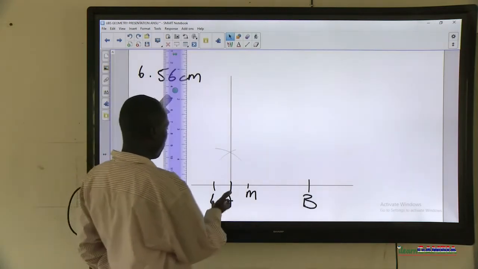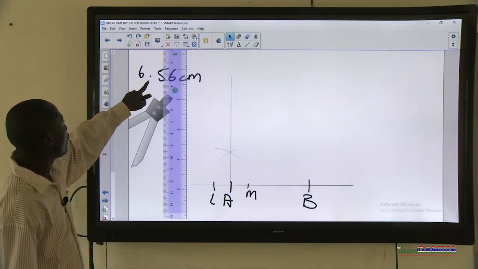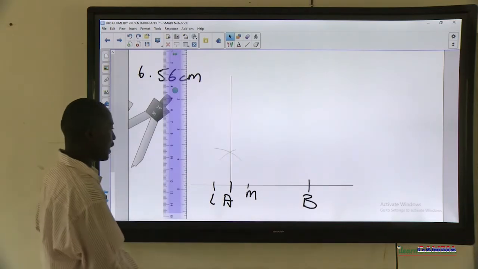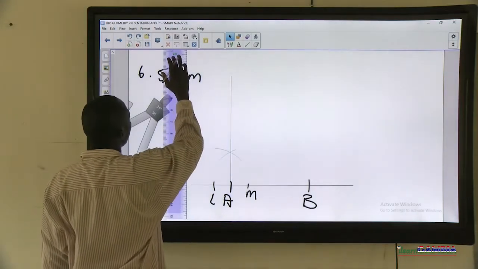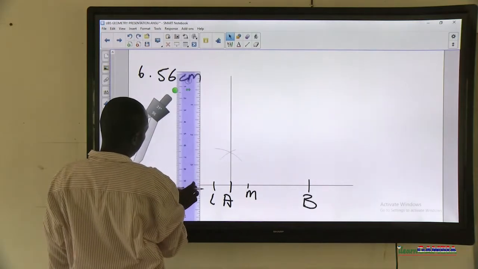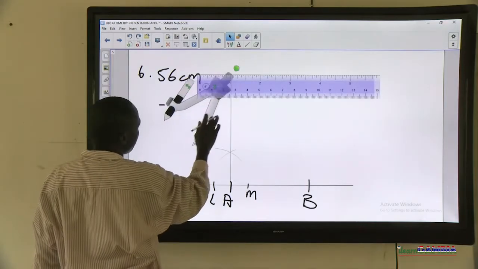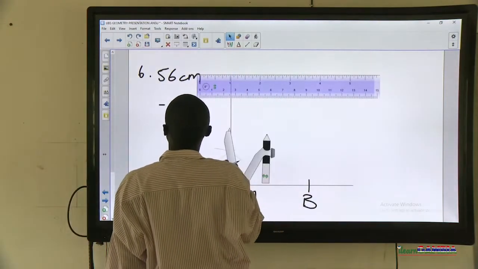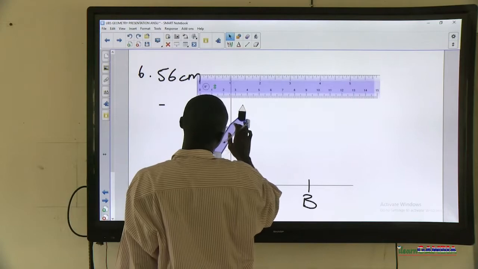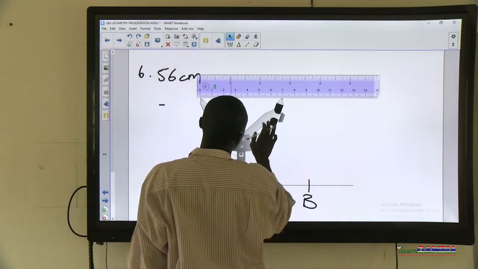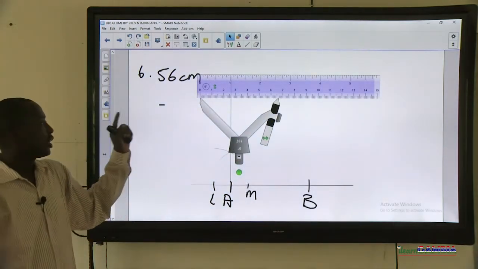Now, what is the length of the square? The length of the square we have copied is 6.56 centimeters. That's what we take and mark on this line we have just drawn. So we measure 6.56 centimeters. You can see that. I'll open this to 6.56 centimeters. That distance is 6.56 centimeters.